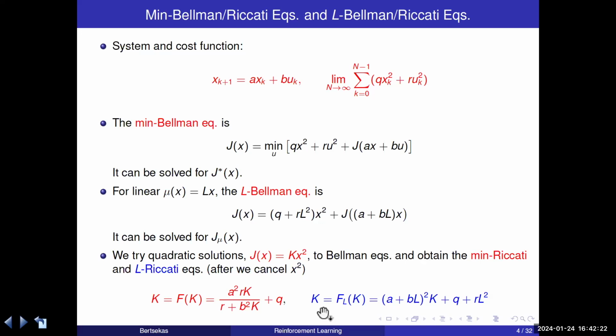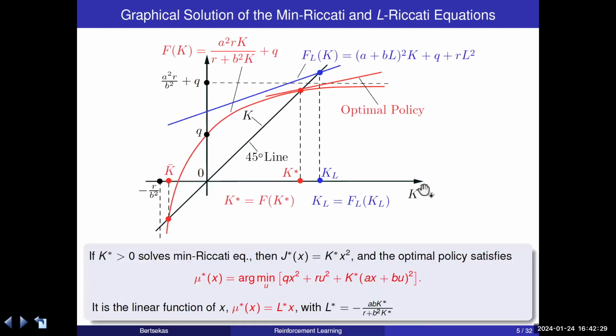So how do we solve these equations graphically? We plot here the Riccati operator, and it looks like this. You can verify that this is the form. It's a concave function of k, and it has an asymptote at this point and an asymptote this way. This is a realistic figure.